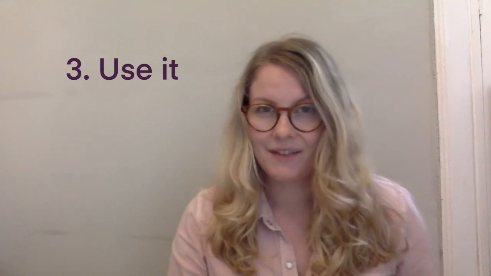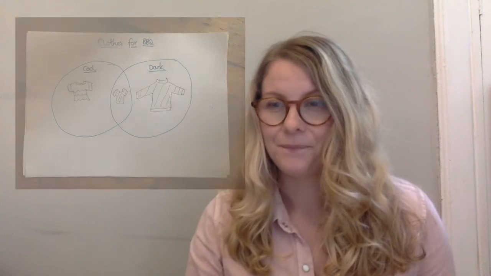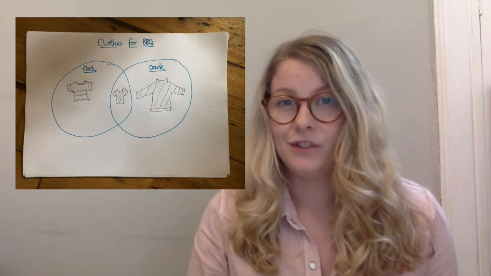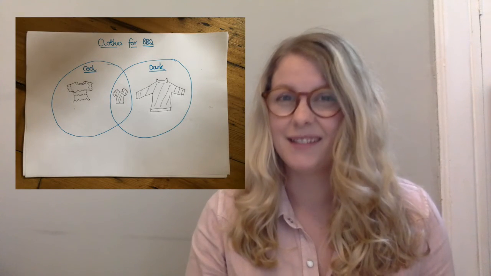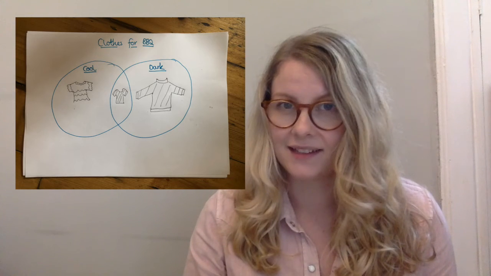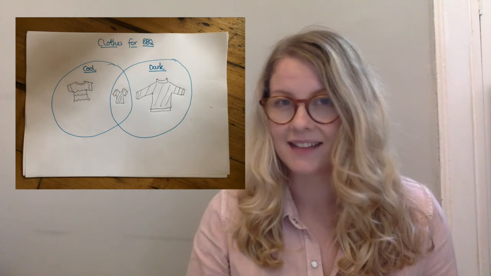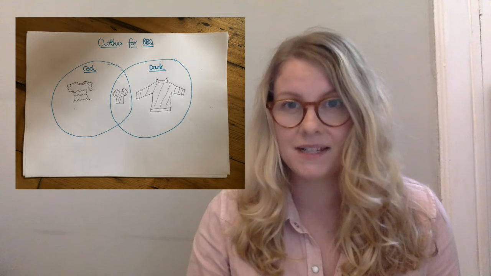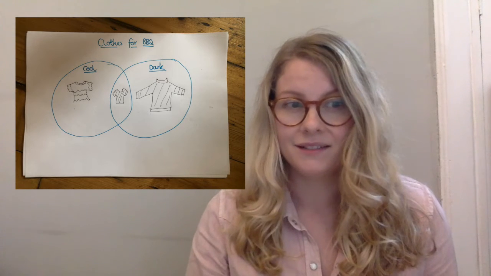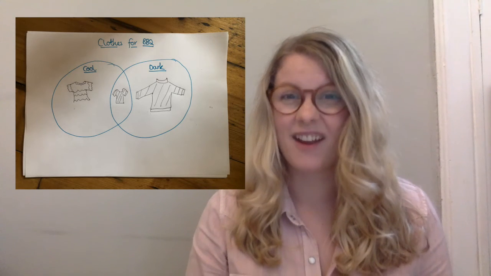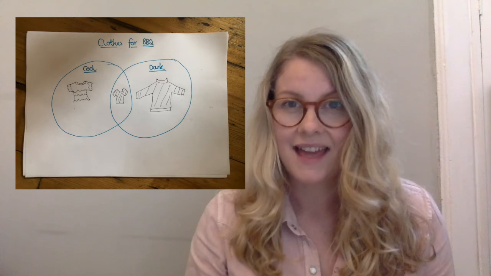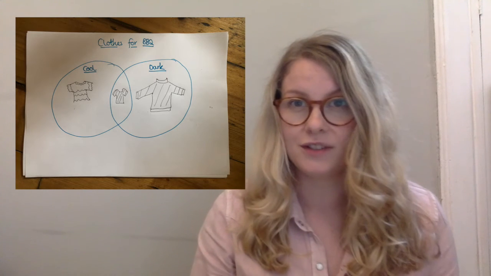So let's have a look at the Venn diagram. So you can see here that there is something in the cool category, something in the dark category, and something in the middle. The one in the middle means that it covers both categories, and that's the one that I should be choosing.